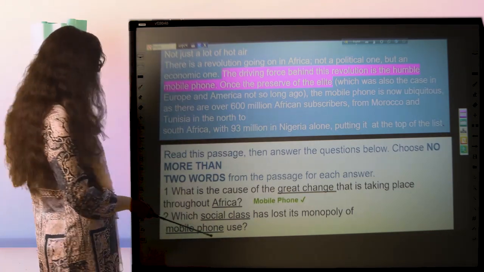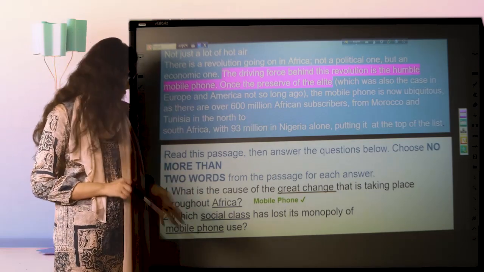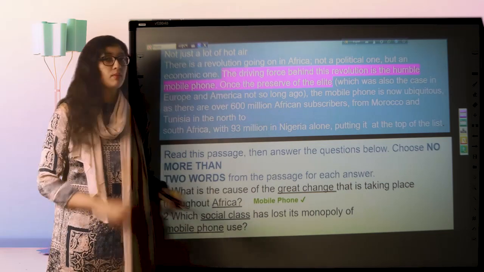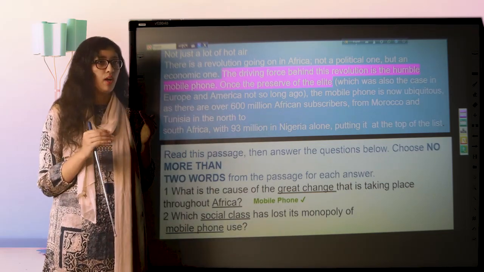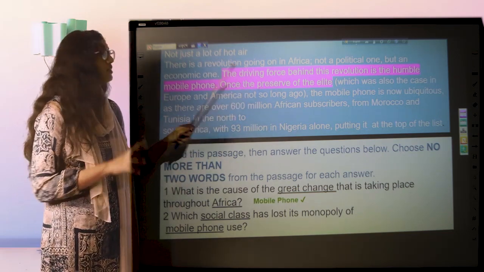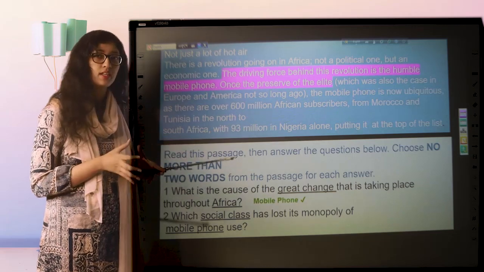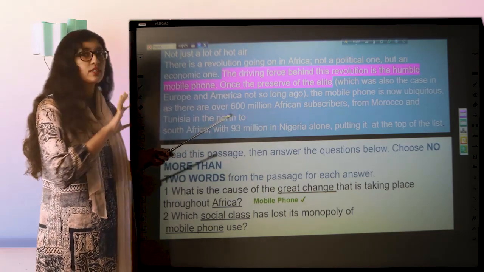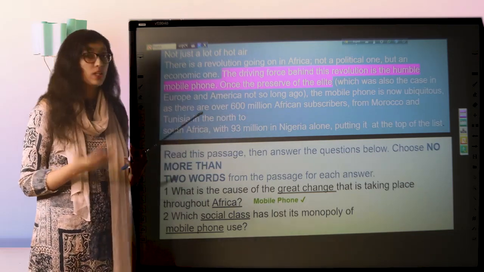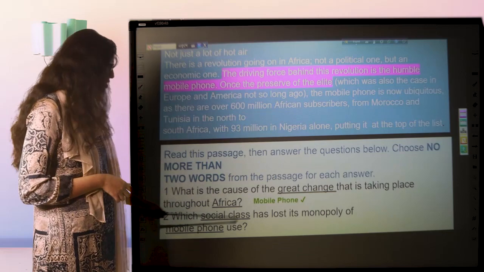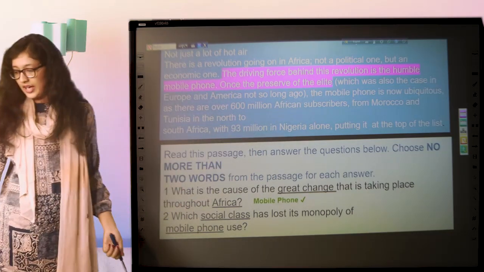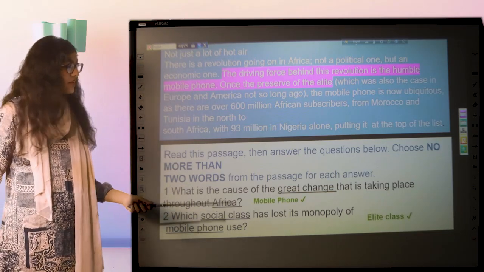Okay? For the second one, it asks which social class has lost its monopoly of mobile phone use. So if you don't know, monopoly means you have exclusive access to something. So over here, when they said that once the mobile phone was only used by the elite, that means that they had exclusive access to mobile phones, and the other Africans didn't have access. So which social class has lost its monopoly? It's the elite class. So if you guessed the answer elite, then your answer is correct.